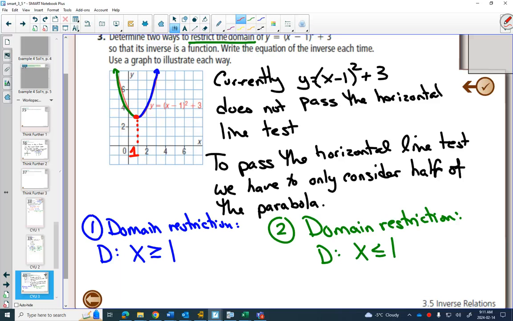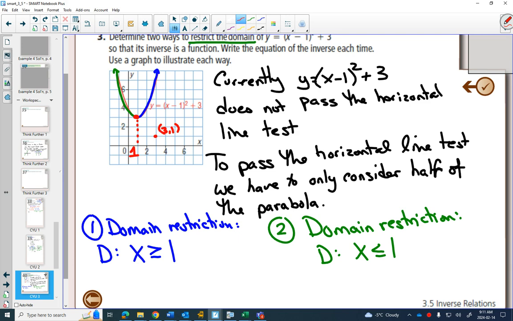This question has a couple big ideas. Big idea number 2, it says write the equation of the inverse each time, and use a graph to illustrate. I actually think the graph part is easier to start with. Again, we're going to color code. First of all, if my vertex is at (1, 3), if I switch x and y, I'm going to still put it in red.